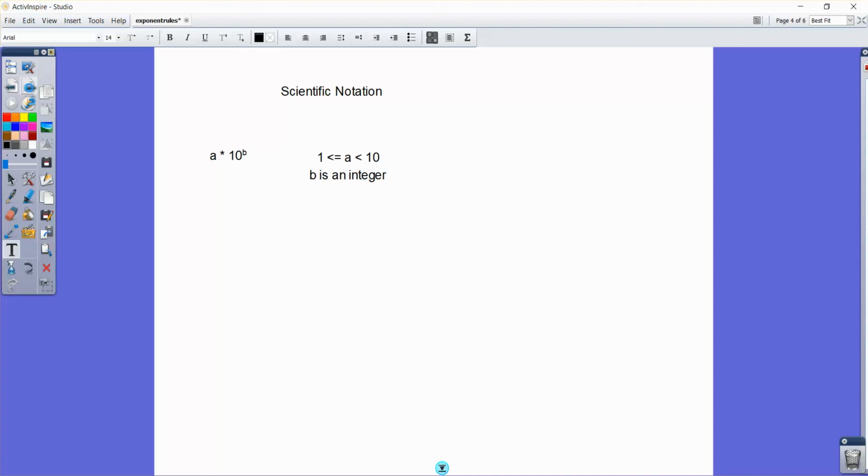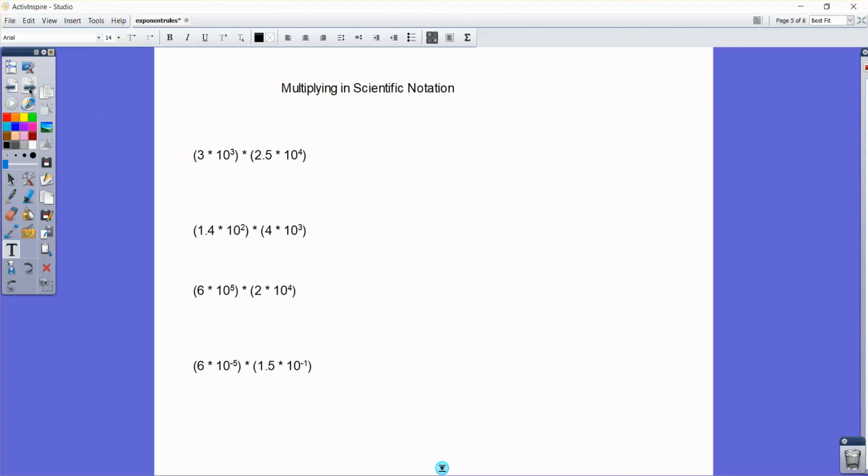Okay, now let's talk about multiplying in scientific notation. It's actually the easiest of the 4 operations that you would need to do in scientific notation. So if I have 3 times 10 to the 3rd and I'm multiplying by 2.5 times 10 to the 4th, here's what we really need to do. If I'm going to multiply this out, let me just change the text color a little bit. Let's go with purple. What that really means is I'm going to be taking the 2 a values, the numbers in front, and I'm going to multiply those. So 3 times 2.5 in this case.